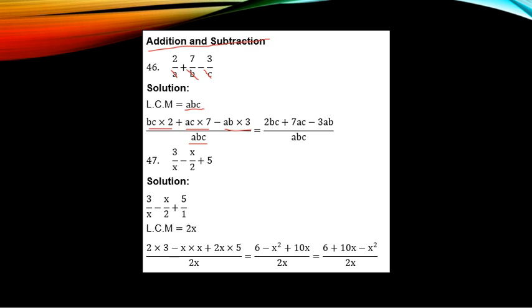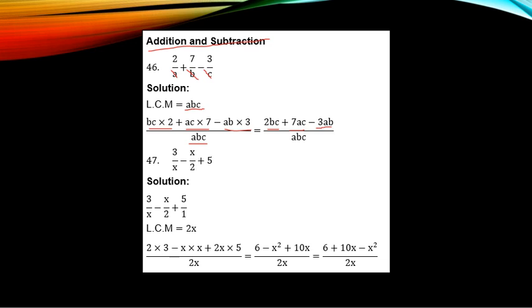So you have 2bc plus 7ac minus 3ab. You can only add or subtract when there is a common letter, but if you check through, there are no common letters, so we cannot add nor subtract further. So you leave your answer the way it is. You have simplified.